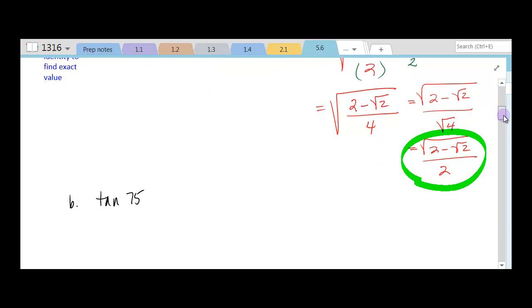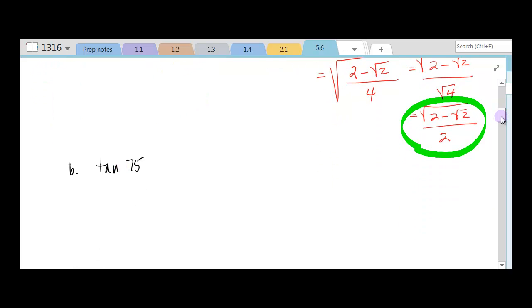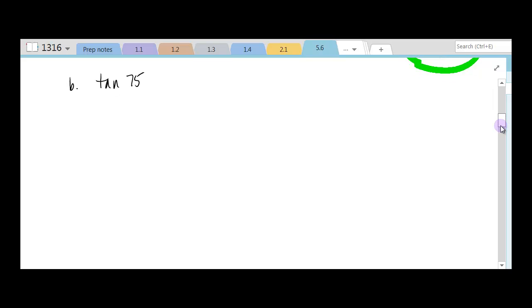Let's try one more. This time we're going to look at the tangent of 75. Okay, the tangent of 75. Again, 75 is not a common angle that I know. So I look at this and say, well, if my angle divided by 2 is 75, then the angle times 2 would be 150. Now I do know 150. 150 is a common angle on the unit circle that I've been memorizing up until this point. So it's 150 that I'm going to use for my formula.